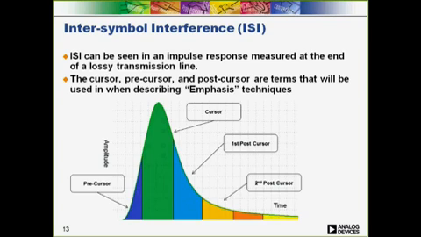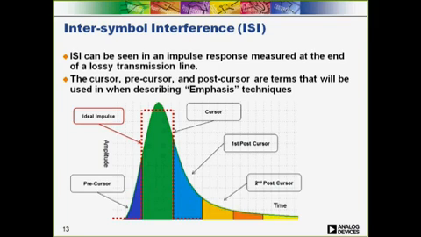Inter-symbol interference, or ISI, is when the effects of a lossy transmission line cause a data symbol to spread into the symbol time slot of an adjacent symbol. The image below shows an impulse response at the end of a lossy transmission line. So the data pattern going into the channel is a 0, 1, 0, 0, 0 in this case.